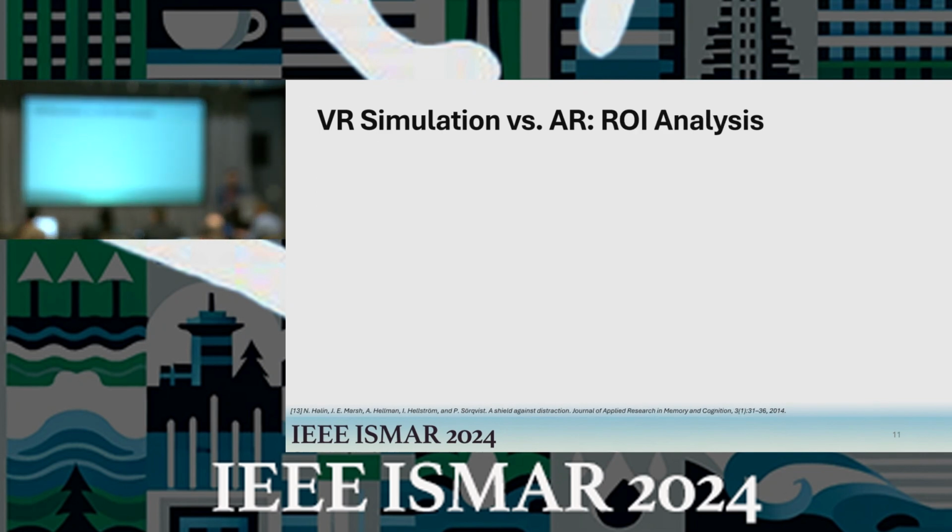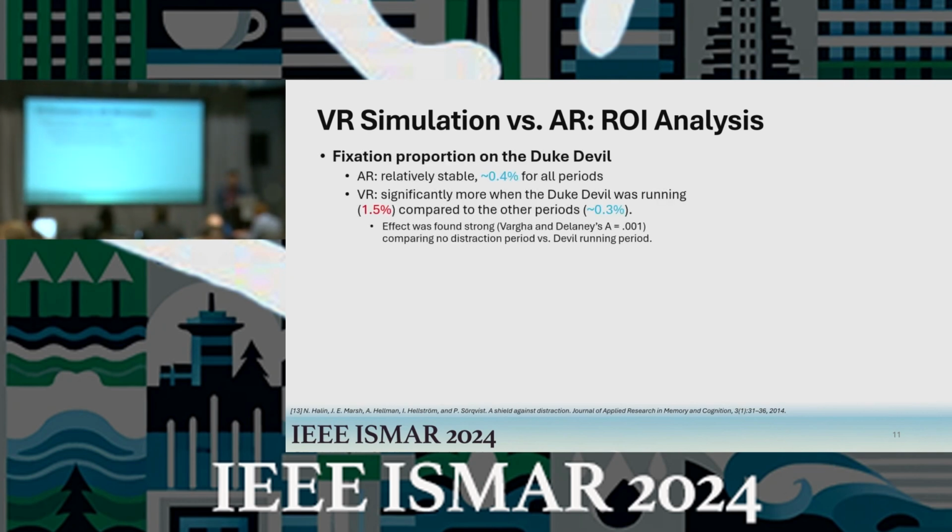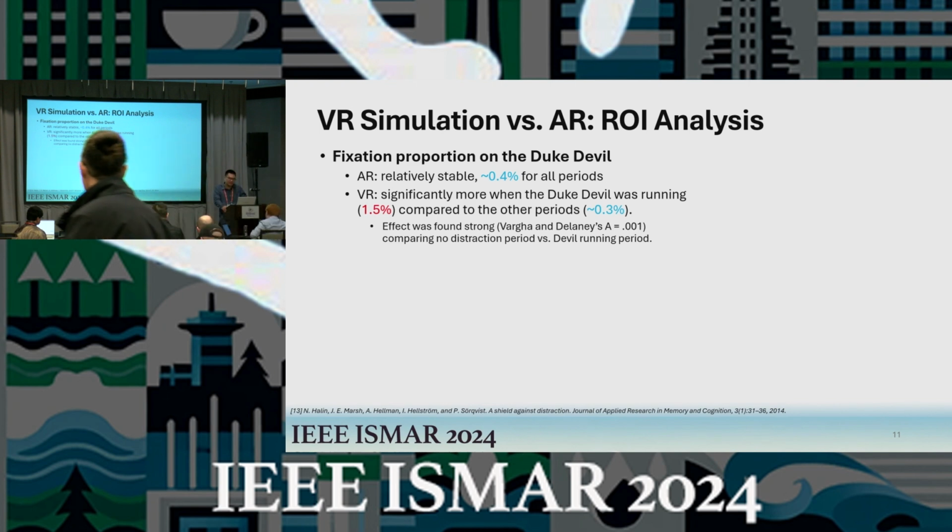Additionally, when we look specifically at fixations towards the mascot, we also found this difference between AR and VR. In AR, across all periods, the proportion was rather stable at 0.4%, while in VR, there's a significant increase from 0.3% to 1.5% when the devil was running.